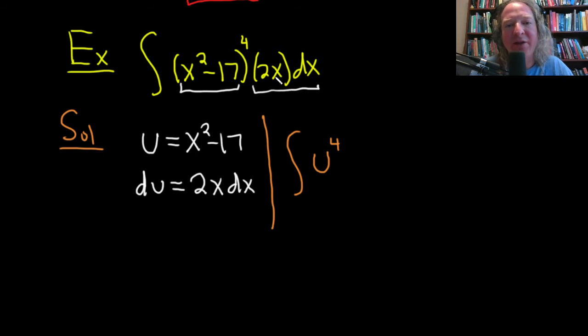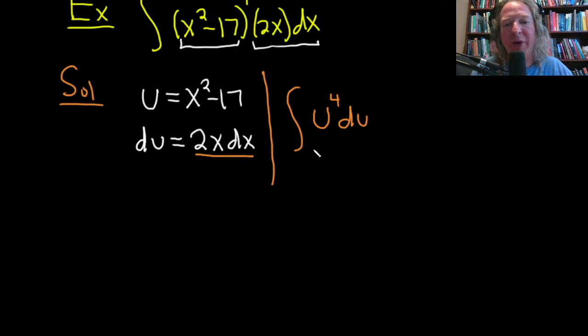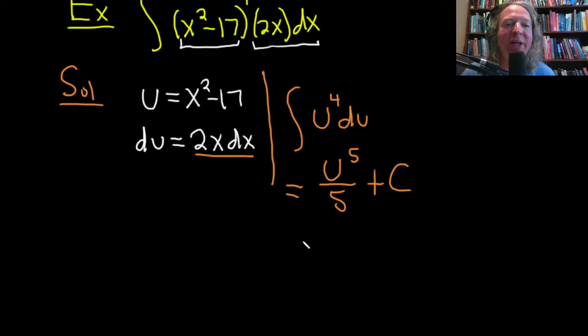And then here we have the 2x dx. That's simply going to be du. So we've taken a seemingly complicated looking integral and we've turned it into something much more simple. So now we can apply just the power rule from calculus, where you just add 1 to the exponent and divide. And that always works as long as the exponent is not -1. This is equal to u to the 5, and then you just divide by that exponent plus our constant of integration, capital C.